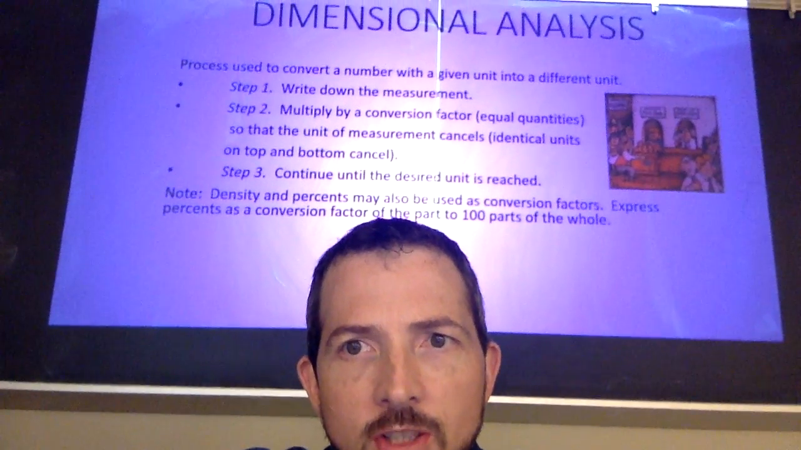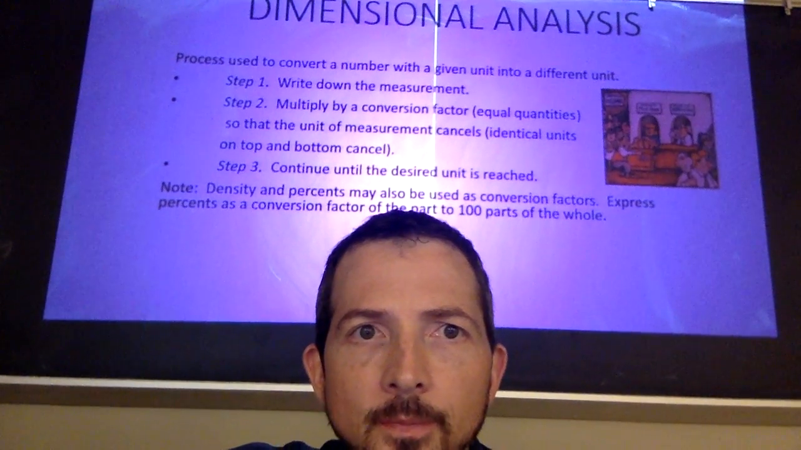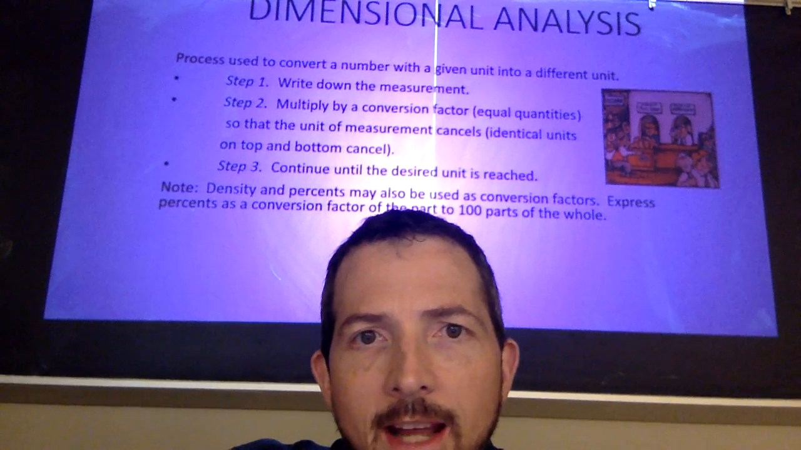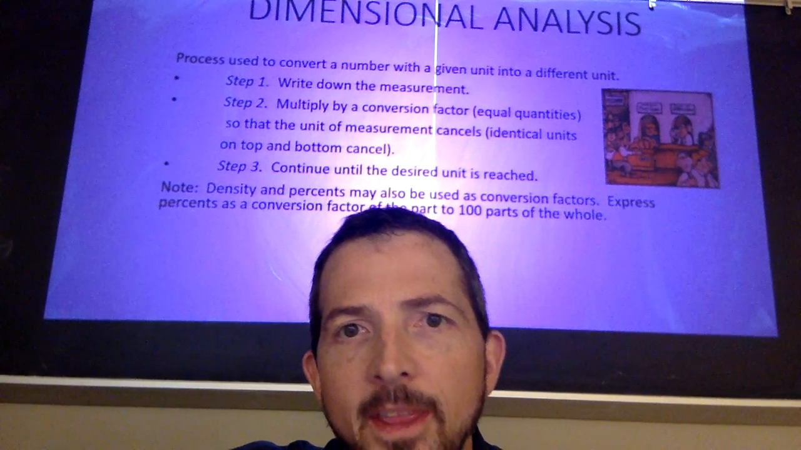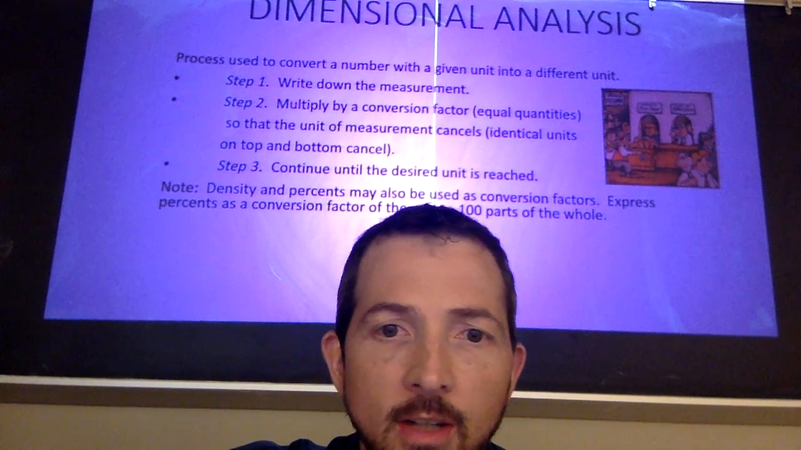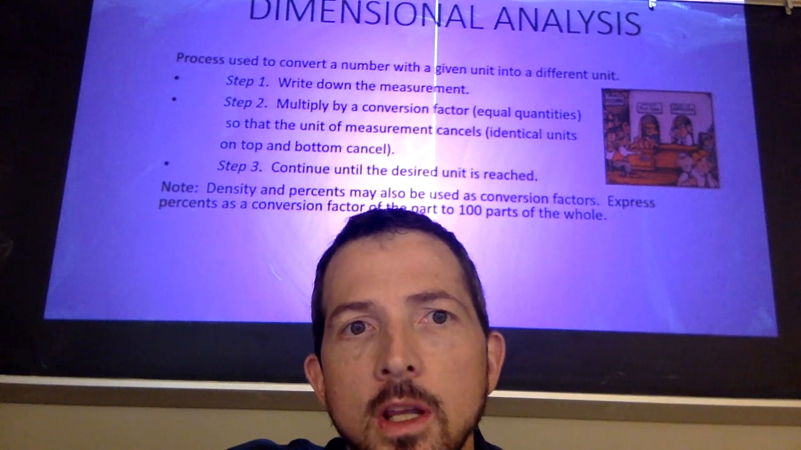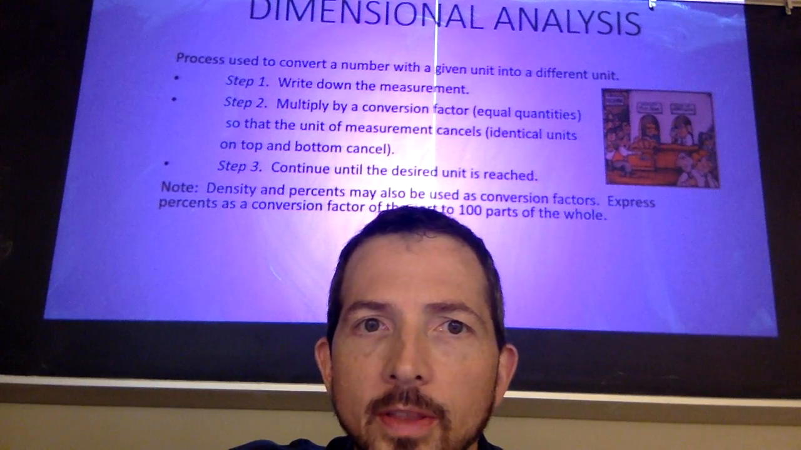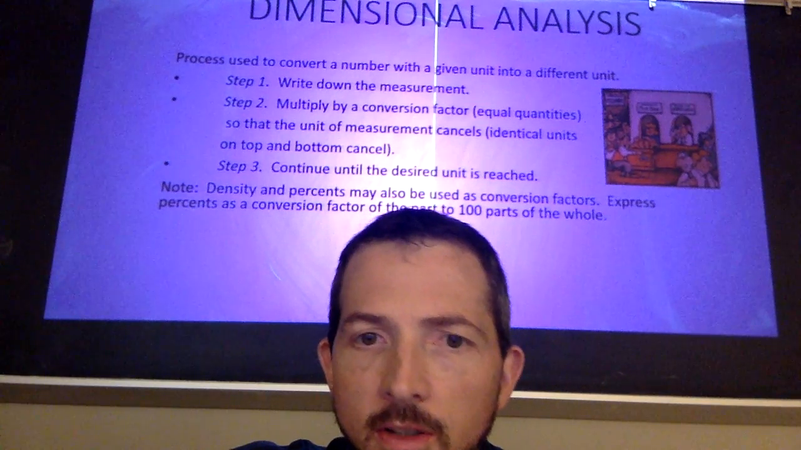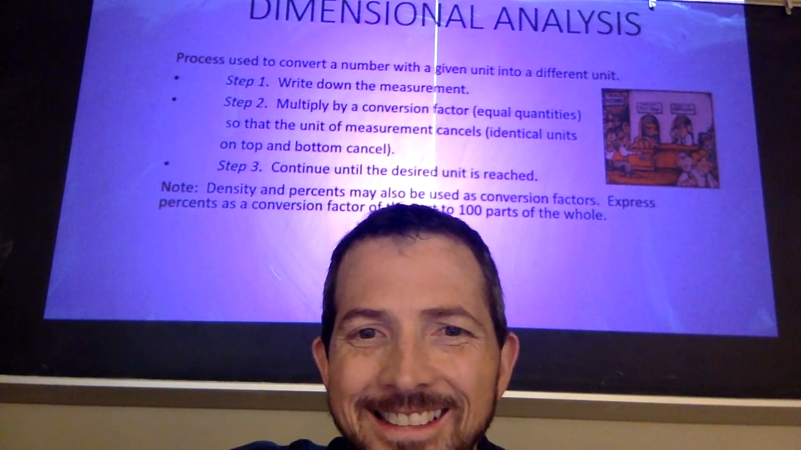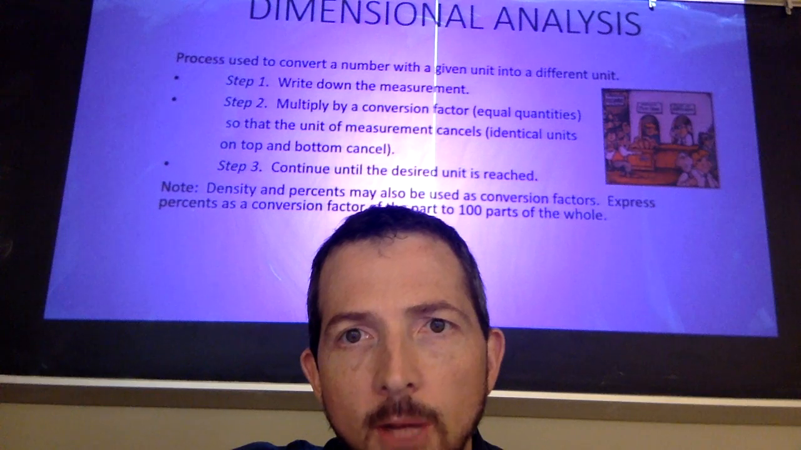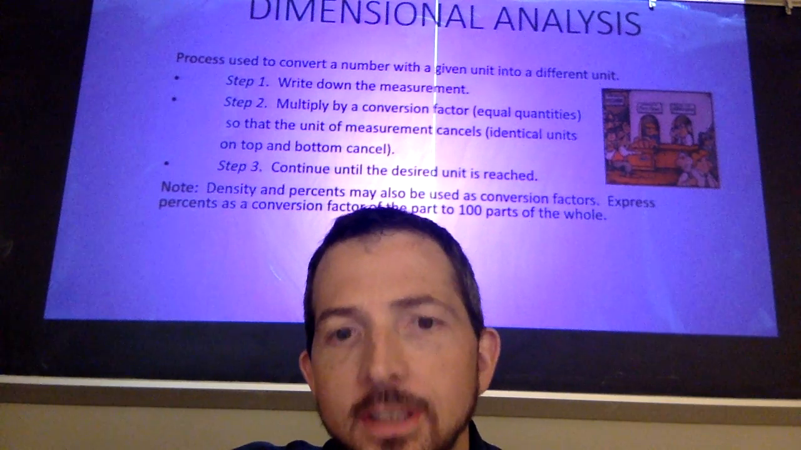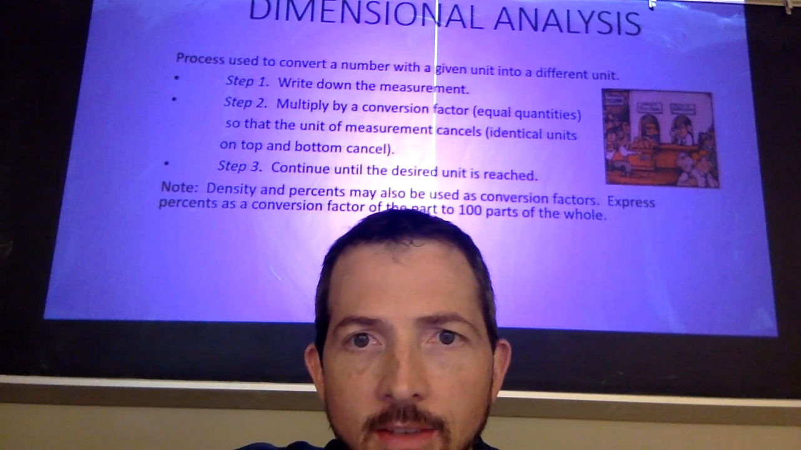So this is the process used for dimensional analysis. First thing you do is write down the measurement, and then you multiply that by a conversion factor, and the conversion factor is equal quantities. And you want to multiply it by the conversion factor so that the units of measurement on top and bottom will cancel out. So we'll see exactly how we do this when I work some problems. And then you just continue on until you reach your desired answer.